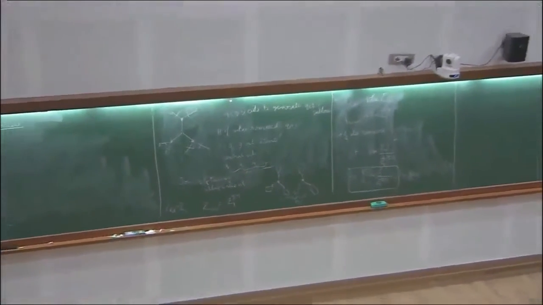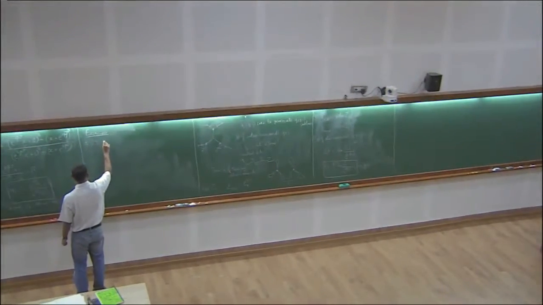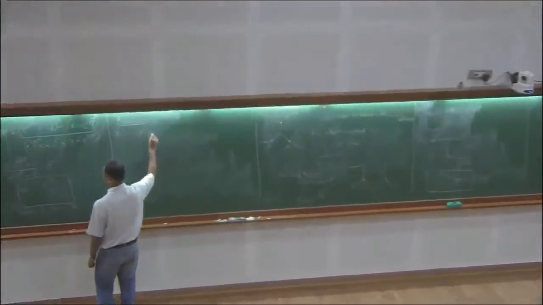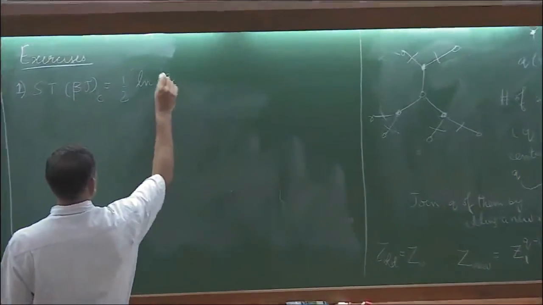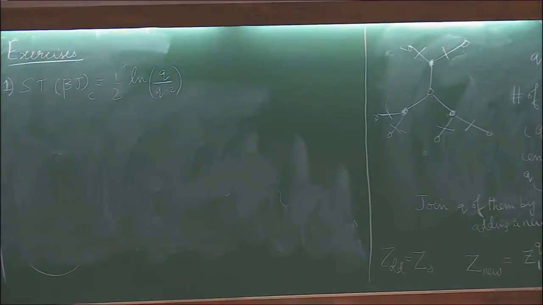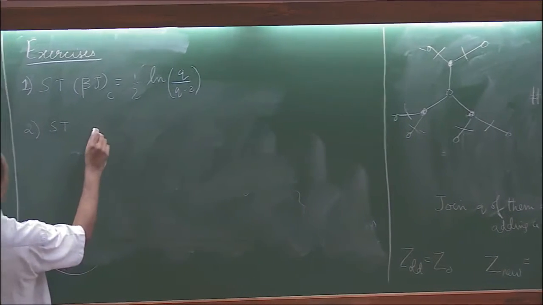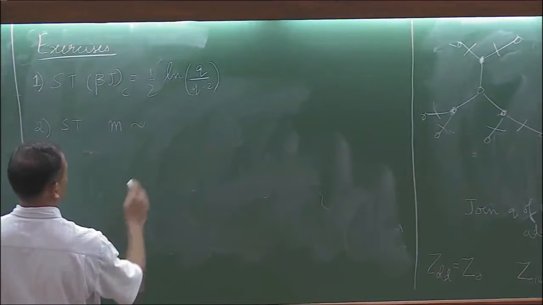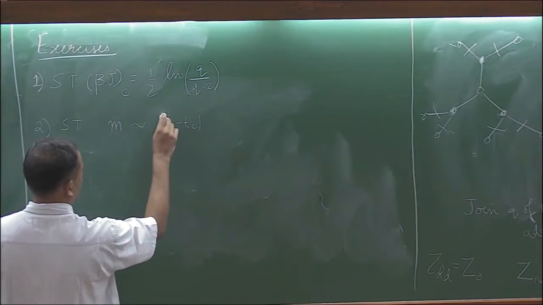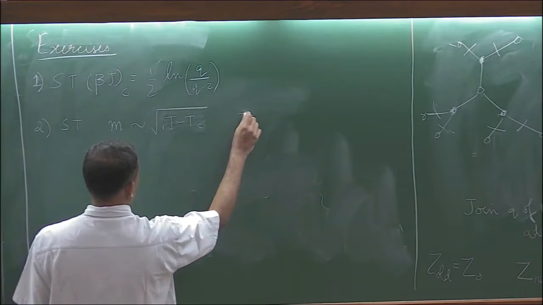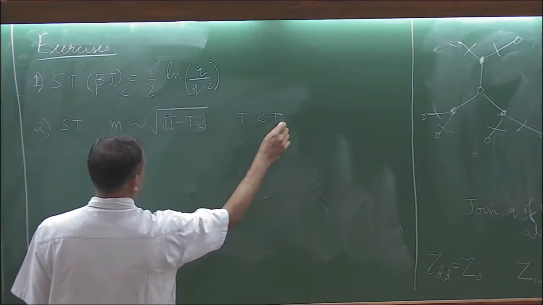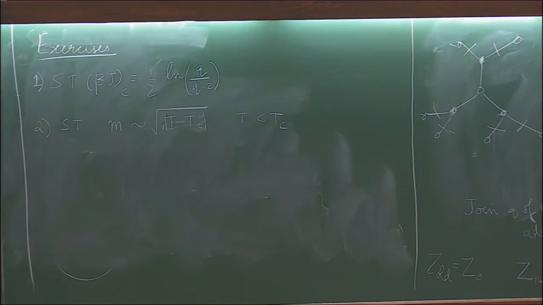One was this one. Take a coordination number Q, repeat the argument, and you should be able to get this for arbitrary Q. Then, two, show that... not temperature, T minus... So one, you had an expression for M.